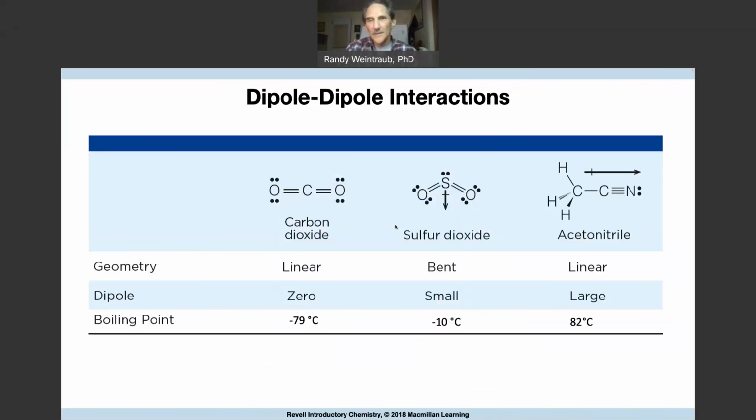Let's look at this example and this effect. Carbon dioxide has no dipole. Sulfur dioxide has a small net dipole owing to its bent shape, and acetonitrile on the right has a large net dipole. The carbon dioxide transitions to a gas at a very low temperature of minus 79 degrees C. Sulfur dioxide boils at minus 10 degrees, and acetonitrile boils at 82 degrees. Notice that the larger the dipole, the higher the boiling point.